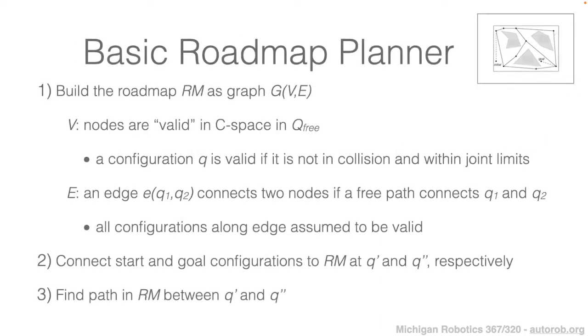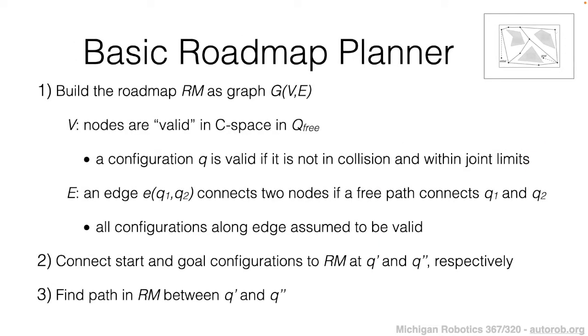With this definition, we could create a fairly simple roadmap planner that will leverage this new data structure. This should be similar to our discussion of graph-based search. The first step within this high-level roadmap planner would be to construct the data structure itself. For our purposes, we can still represent the roadmap as a graph. We're going to have a collection of vertices or nodes and a collection of edges within this graph, where the nodes are constrained to be only those that are valid within configuration space.